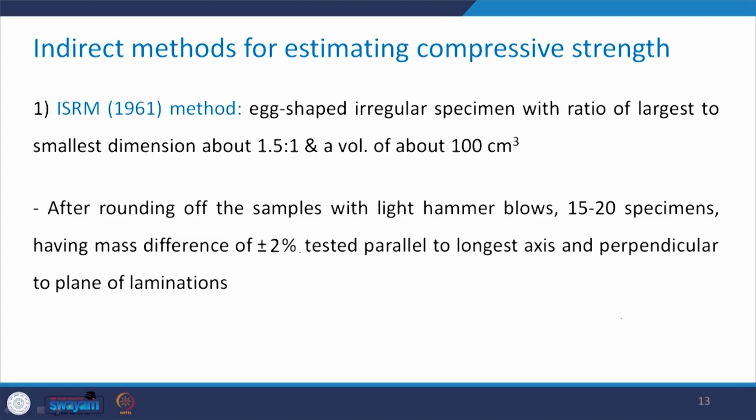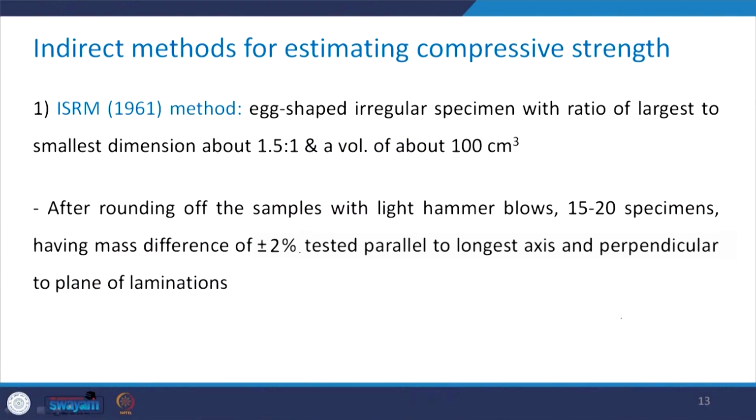The first one is named the ISRM method. Once again, ISRM is the International Society of Rock Mechanics. They proposed the method in 1961. What is done in this case is that an egg-shaped irregular specimen is taken.